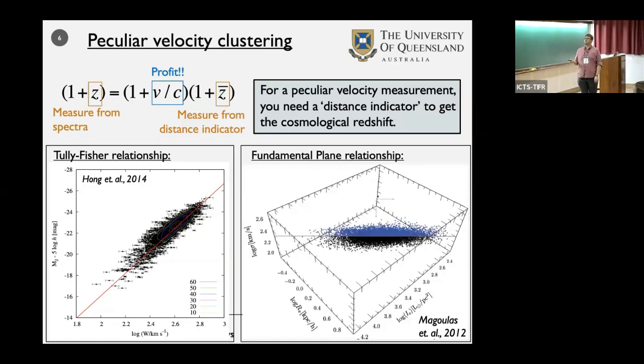You can also use something called the fundamental plane relationship, which is a bit more complicated because it's three-dimensional. But for elliptical galaxies, you can measure the effective radius of the galaxy, the surface brightness, and its velocity dispersion. And you can then infer what the true size of that galaxy should be from the fundamental plane. And you can compare it to its apparent size on the sky. And again, that comparison between true and observed size tells you an angular diameter distance. And so it works as a distance indicator.